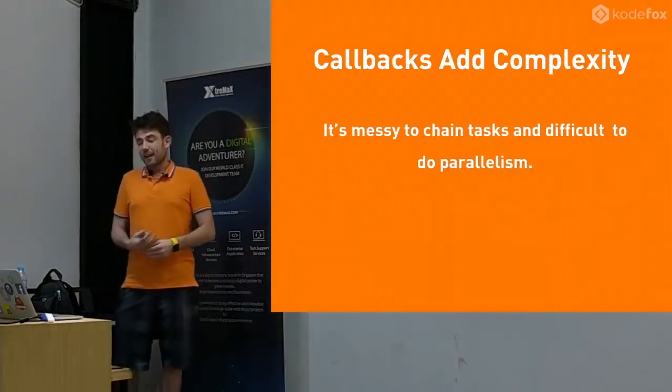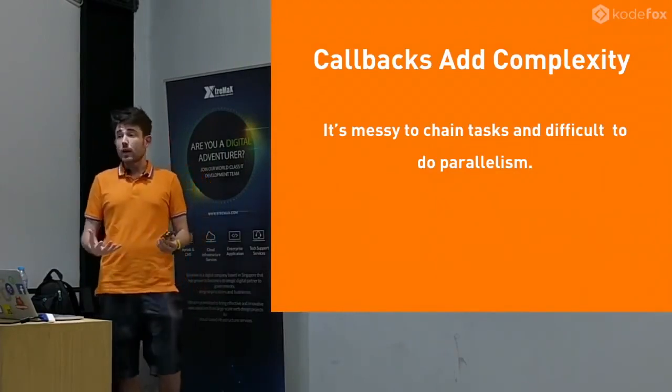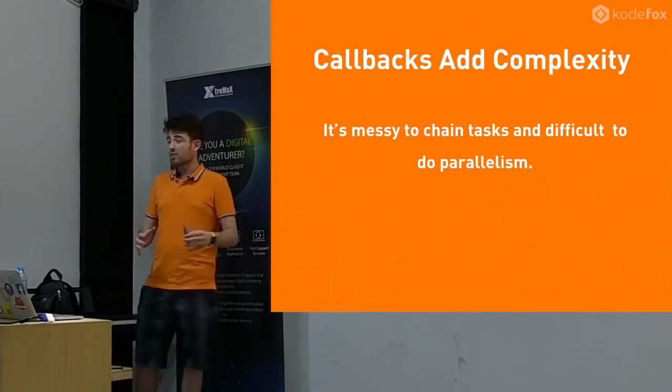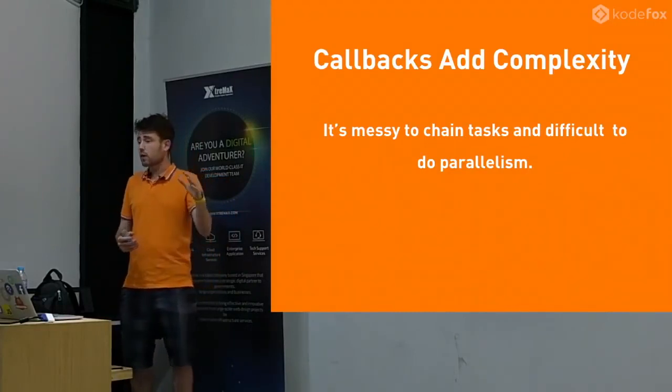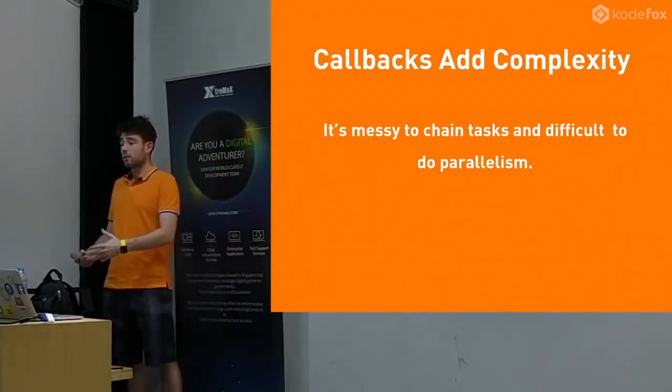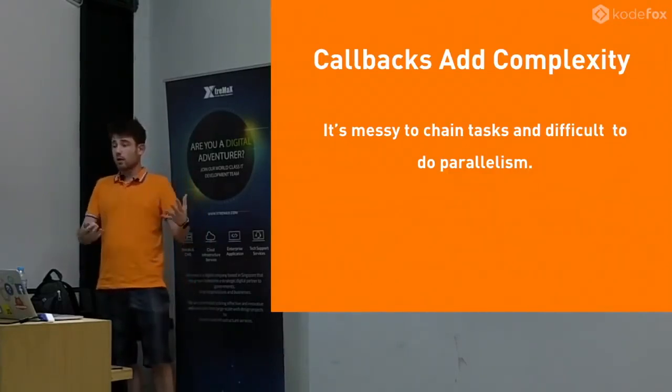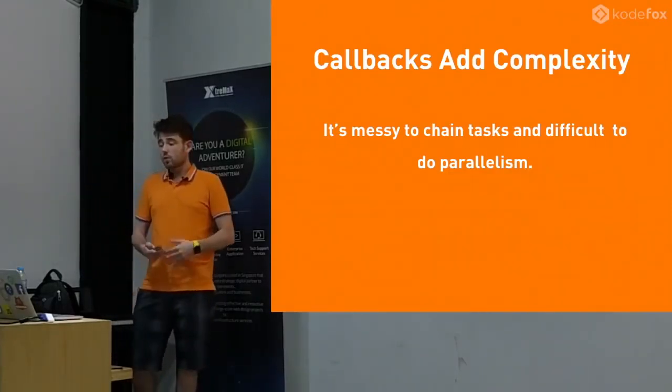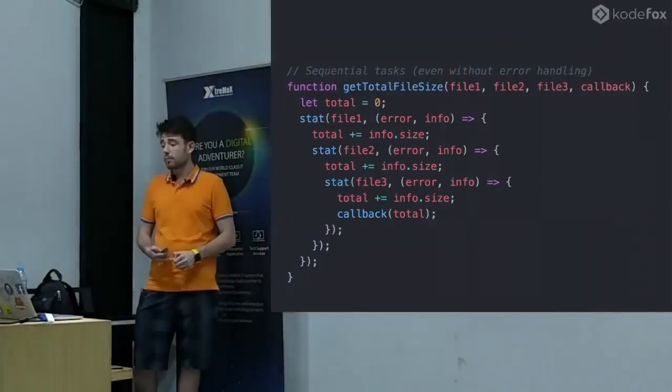So, callbacks add complexity. It's messy to chain them. If you need to do three simple things in a row, like write something to the console, wait a second, write another thing to the console, wait another second, and write something to the console, that's a lot of callbacks. So it becomes messy to chain things, and it's pretty hard to do things at the same time.